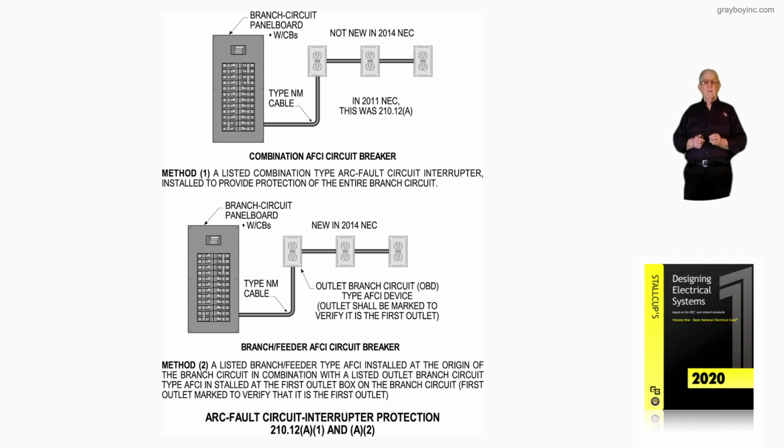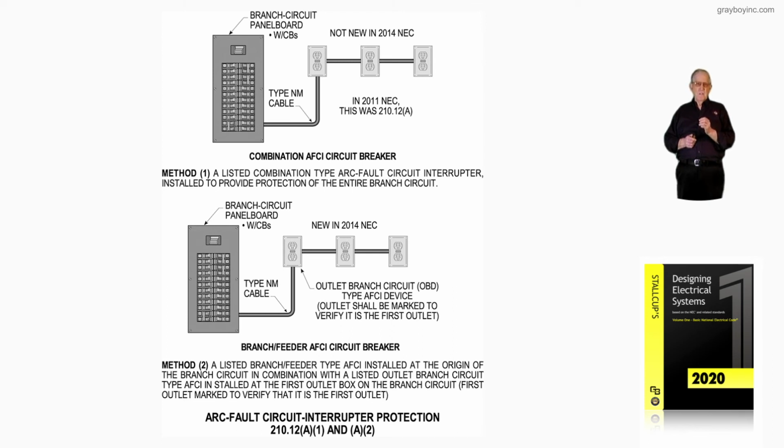Then notice again we could route the cable unbroken to that first outlet, which states outlet branch circuit, OBD type AFCI device. Outlet should be marked to verify it is the first outlet. This rule appeared in the 2014 edition of the NEC.